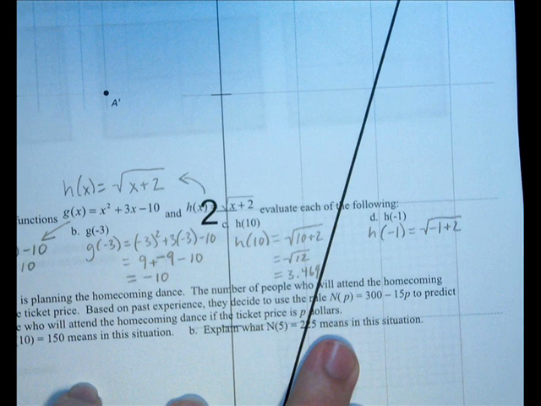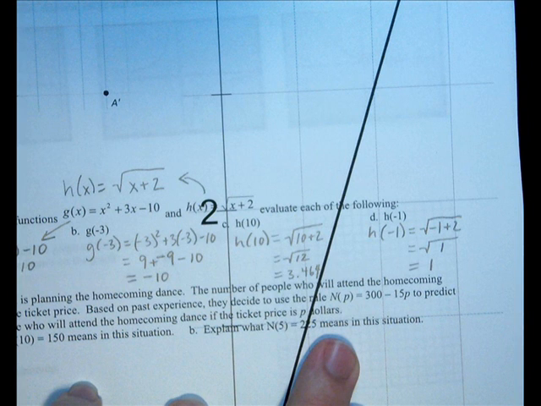Again, instead of x plus 2, we have -1 plus 2. Simplify that, and that becomes the square root of 1, and the square root of 1 is just 1. So we have all of our answers here, parts A, B, C, and D. Again, you just replace the x for whatever particular function you're looking at, whether it's g or h, with the input that you're given. And we know it's the input because it is inside the parentheses.